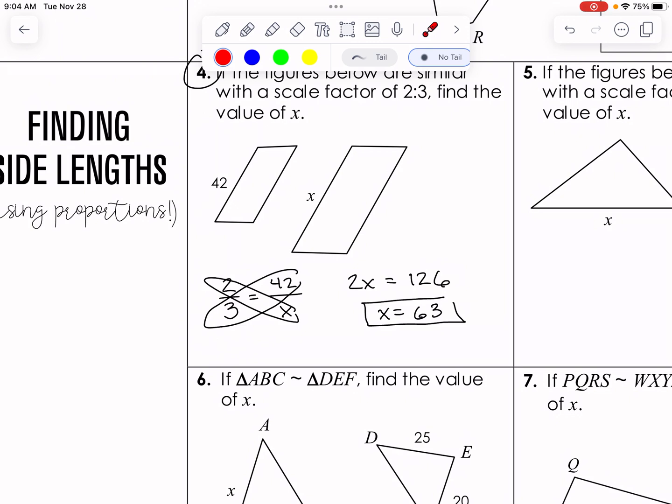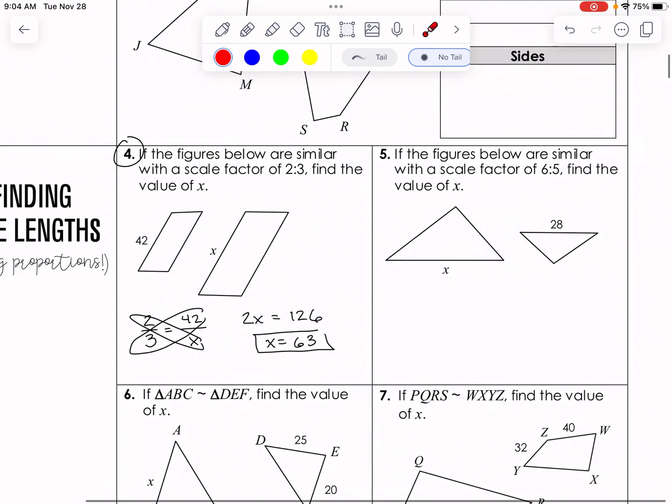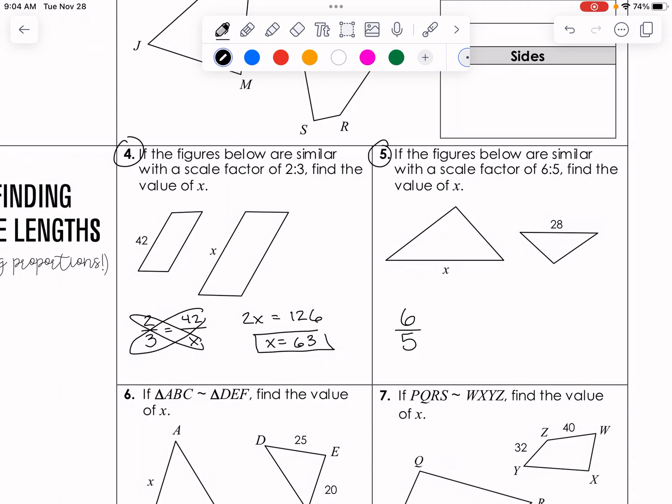Let's go through number 5. I just want to give you one where we're not always going to get whole numbers. In this case, we will get a decimal. This is saying a 6 to 5 ratio. So I'll put that as 6 over 5 equal to, still going from first object to the second object, x over 28. So let's cross multiply.